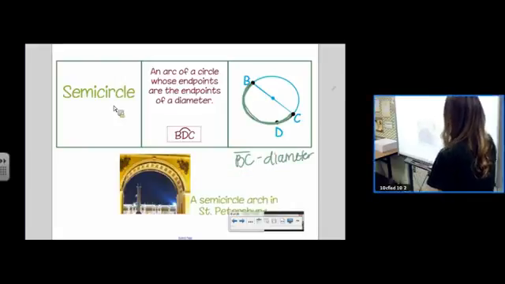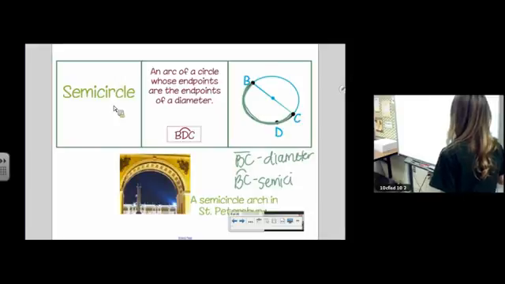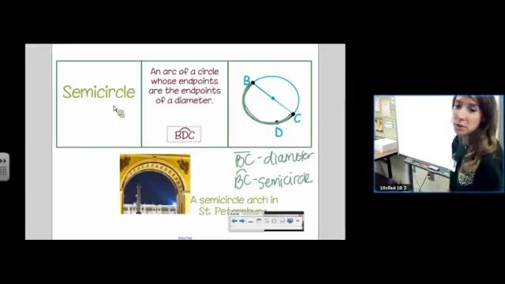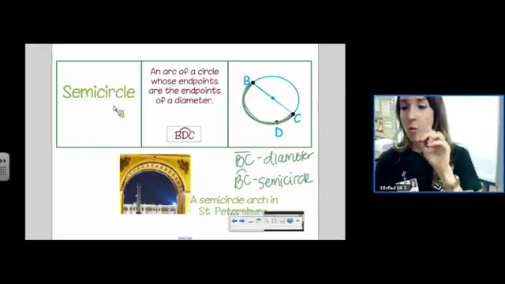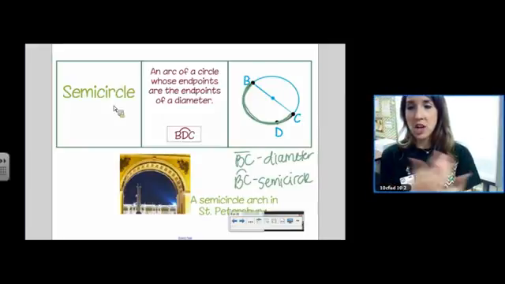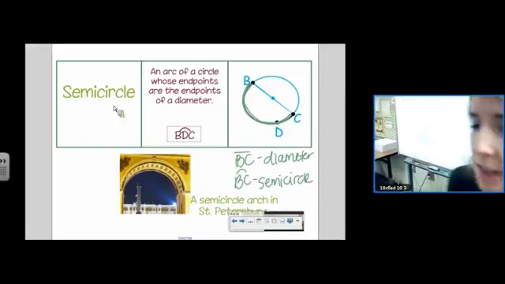If I put BC like this, that is a semicircle. Do you see how important notation is? Just changing that one little symbol completely changed what I was talking about. So Kendra asked why D is on the picture.